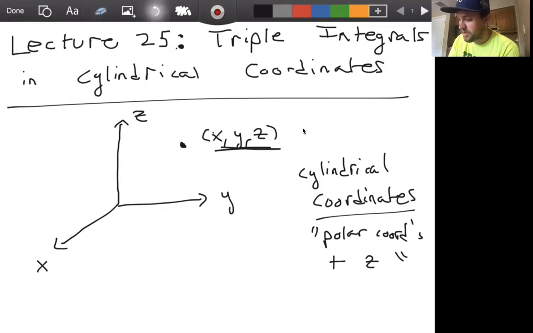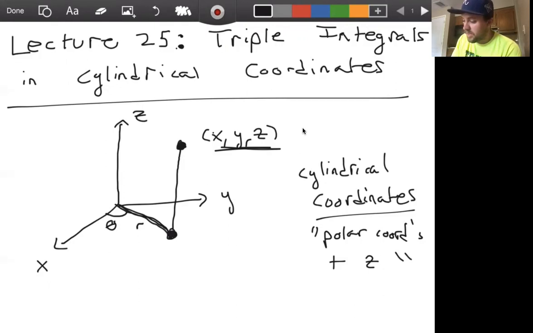down in the r theta plane, right? We have some distance r from the origin to a point in the r theta plane, and this is at some angle from the positive x-axis, right? These are our polar coordinates, and now we indicate where we're at in cylindrical coordinates by taking r, theta, z.